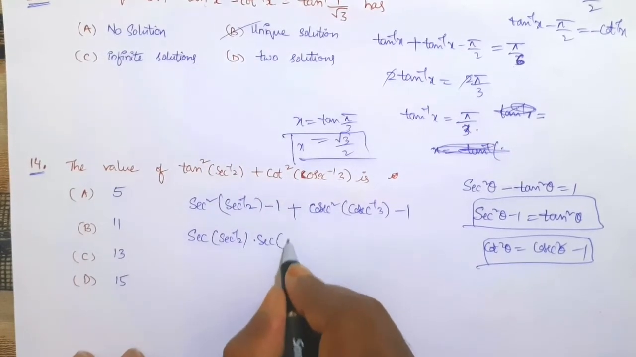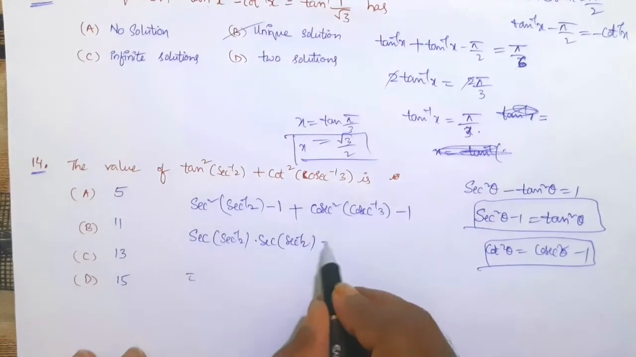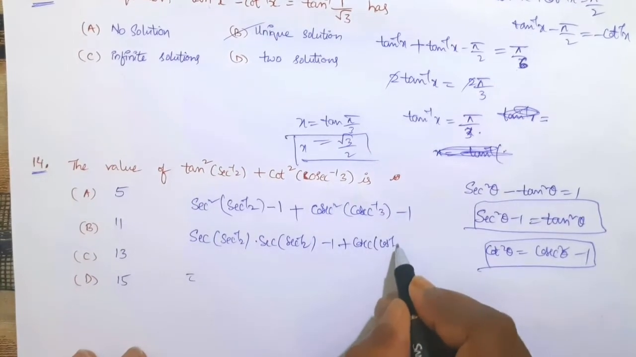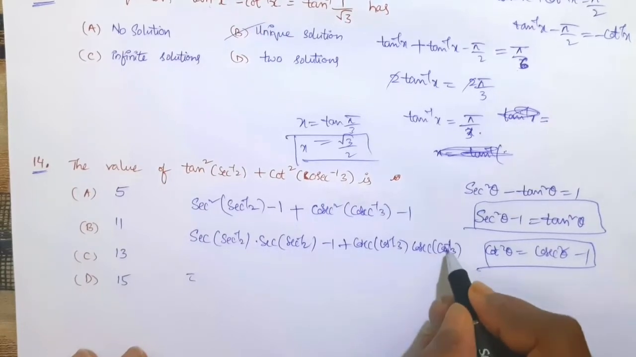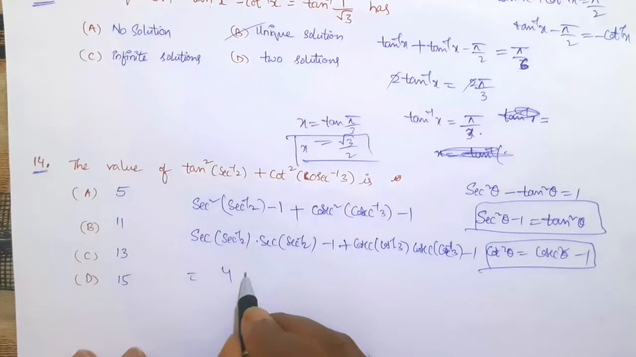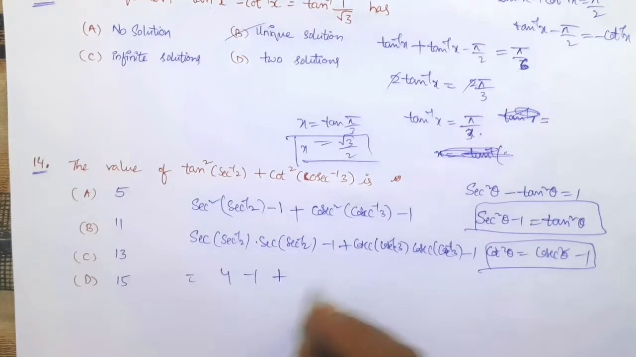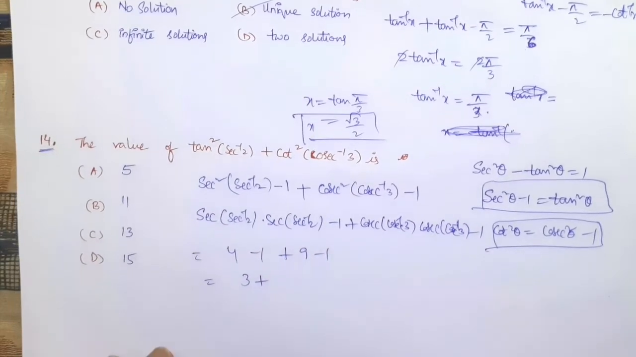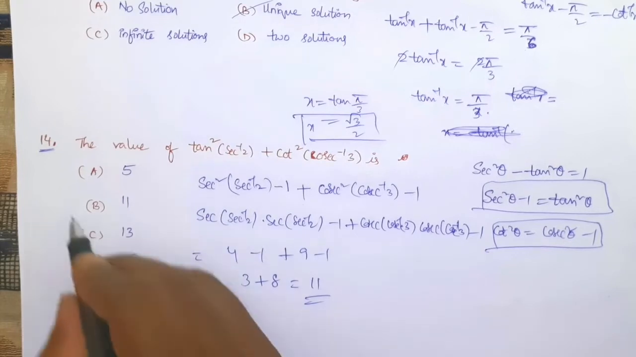Secant square means secant into secant minus 1, and plus cosecant square means cosecant into cosecant. So secant inverse cancels, 2 into 2 is 4, minus 1, and again cosecant inverse cancels, 3 into 3 is 9 minus 1. So 4 minus 1 is 3, plus 8, and 3 plus 8 is 11.